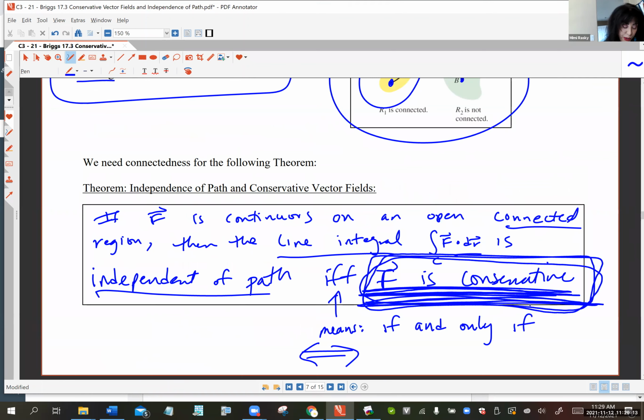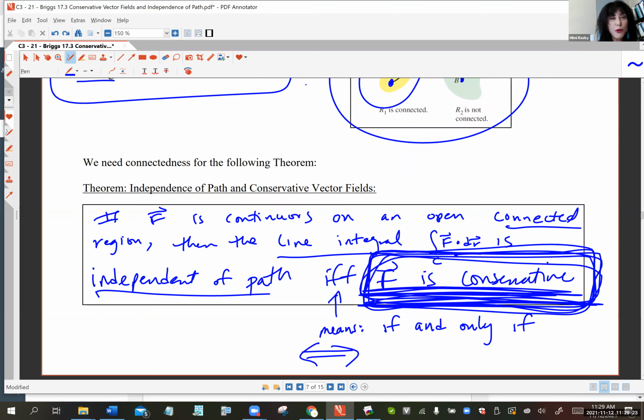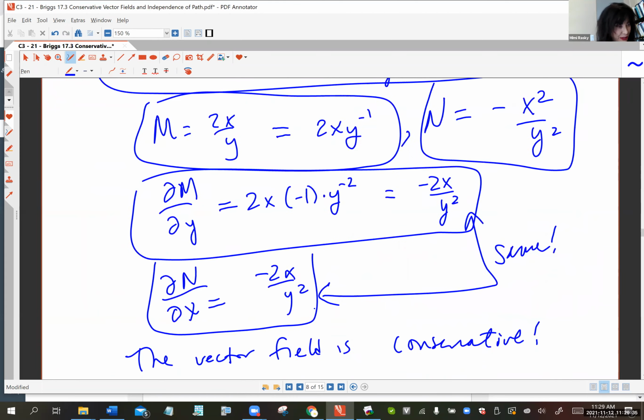All you would need to do is show that F is conservative. Very good. Exactly right. That is the trick. If somebody says, go prove that a line integral is independent of path, you tell them, sure, no problem. I can do that for you. I'll just show you the vector field's a conservative vector field. Okay, let's go do it.